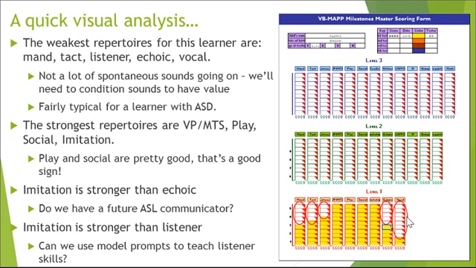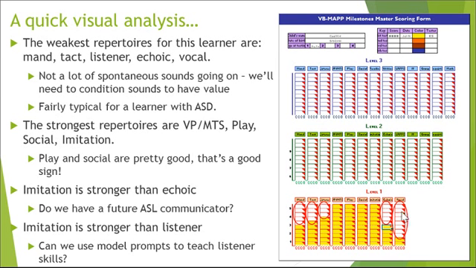Quick visual analysis tells us that the weakest repertoires for this learner are the mand, the tact, the listener, the echoic, and the vocal. So what I'm also seeing when I go back to those milestones and see which milestones were missed is that there's not a lot of spontaneous sounds going on. We'll need to probably condition sounds to have value because the learner just isn't using their voice a lot. As we said earlier, this splay across this visual grid is fairly typical for a learner with ASD. So a lot of times play skills will be up there, but manding's going to be pretty low. A lot of this vocal behavior is going to be pretty low.